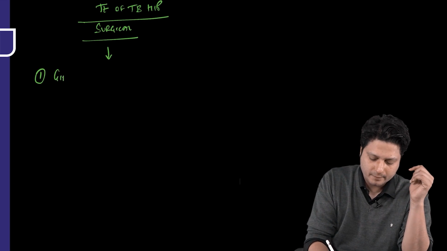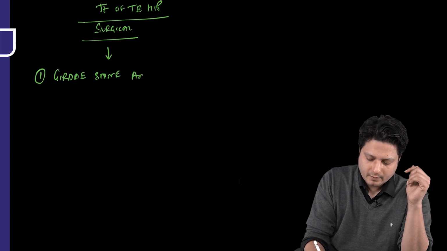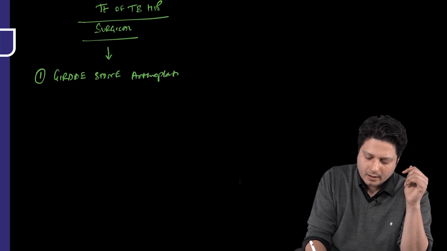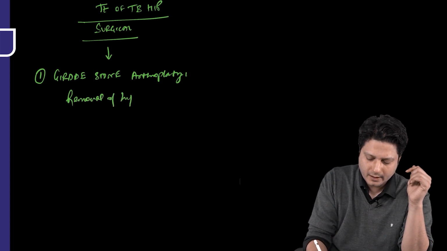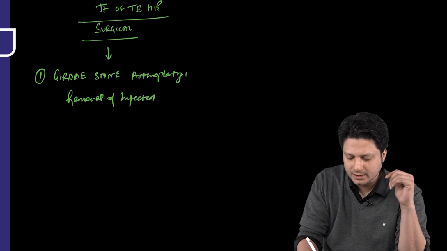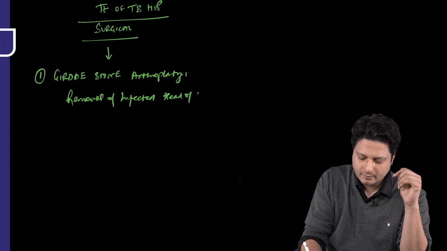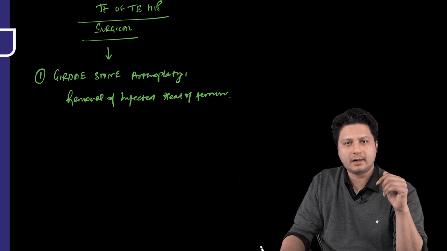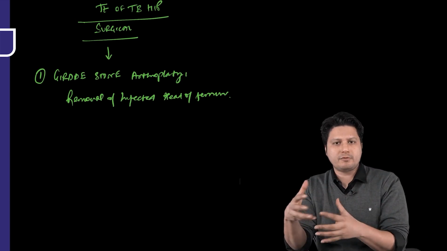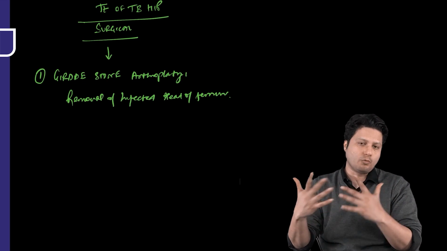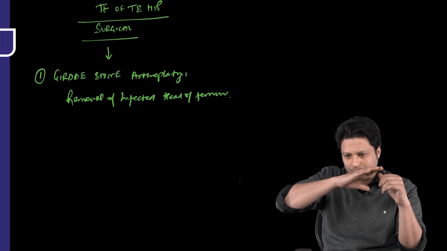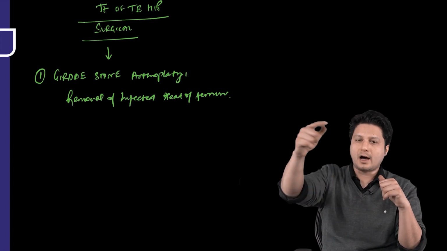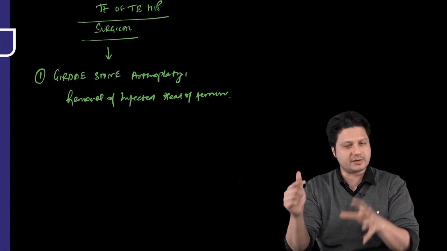One is Girdlestone. Now, what happens in case of Girdlestone arthroplasty? Girdlestone arthroplasty is actually the removal of the infected, diseased head of the femur. That you remove the head of the femur. All right. Then you will ask that if the head of the femur is removed, then how will the patient manage to walk? After the excision of the head of the femur, the patient is placed on bed rest for a period of 1.5 months by applying skeletal traction.